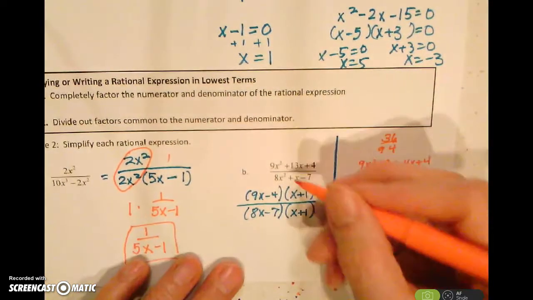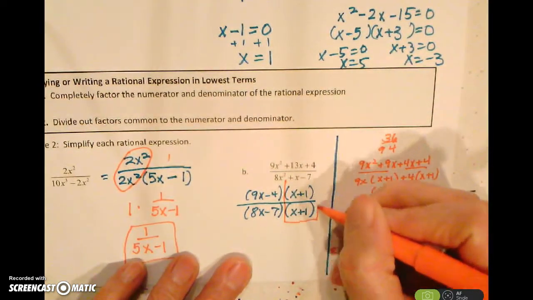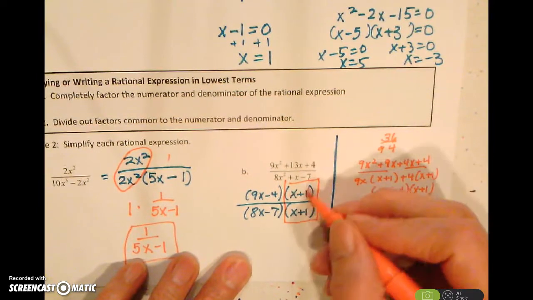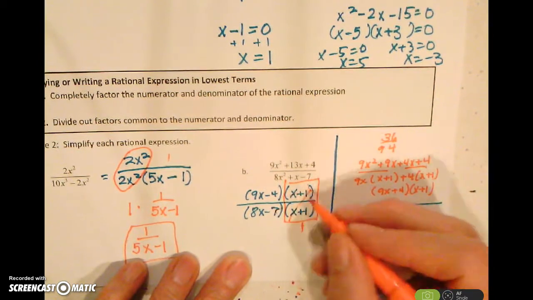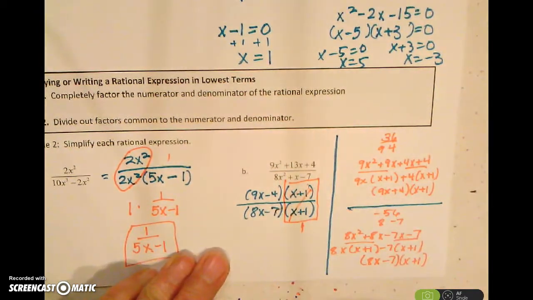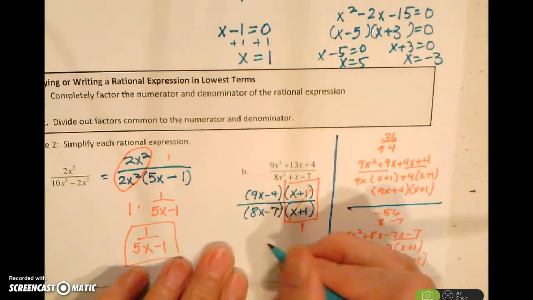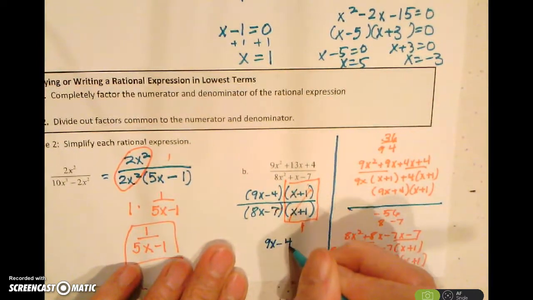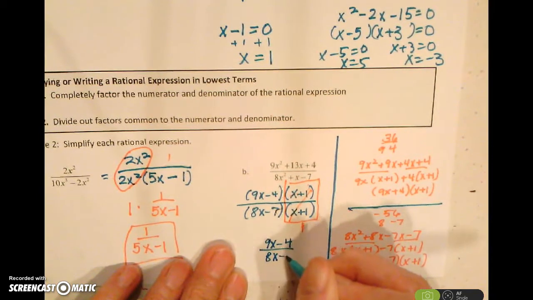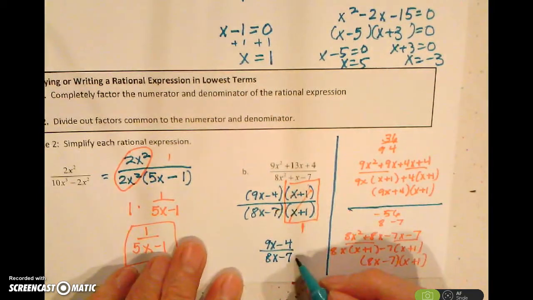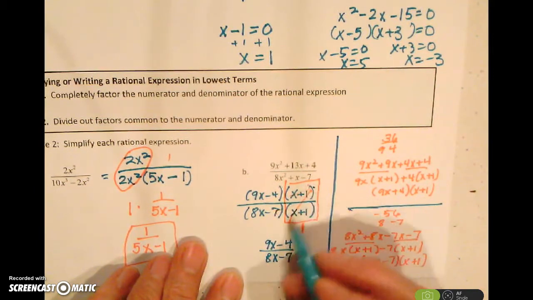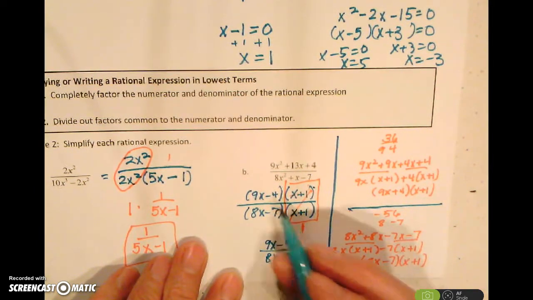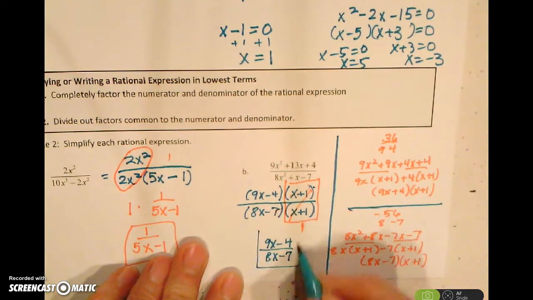So I'm going to divide out common factors. You can see how this set of parentheses, x plus 1 over x plus 1, is going to be a 1. So that's going to cancel. It's going to divide out and make a 1. And so I will then be left with 9x minus 4 divided by 8x minus 7. Neither one of these can be factored, so this cannot be canceled anymore. In order to remove these factors, it has to be a 1. So they have 1 times that, and I'm left with this.